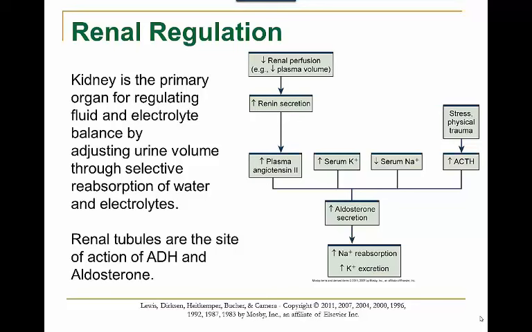So when we have decreased renal perfusion, often when we have decreased plasma volume, so again, that intravascular space is dry, remember that is extracellular, that will trigger an increase in renin secretion, which will then trigger an increase in plasma angiotensin II. You will learn during cardiac that angiotensin II is a potent vasoconstrictor. The other things that are coming into play here are that in light of an increased serum potassium or a decreased serum sodium, neither of which is appropriate for our body, and also stress, physical, and trauma are going to increase ACTH. All of those things together are all going to impact on the secretion of aldosterone and increase that.